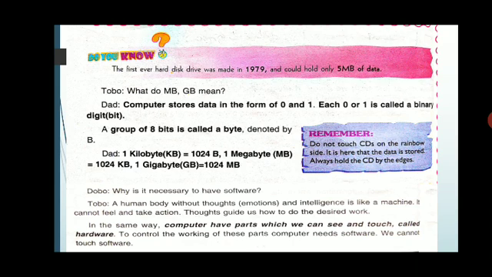Then Dobo says, "Why is it necessary to have software?" Dad says, "A human body without thoughts and intelligence is like a machine. It cannot feel and cannot take action. Thoughts guide us how to do the desired work. In the same way, the computer has parts which we can see and touch, called hardware. To control the working of these parts, the computer needs software. We cannot touch the software." So these are the parts of the computer or machine.